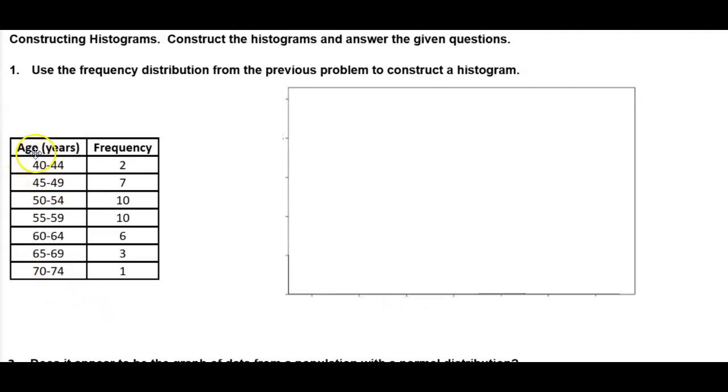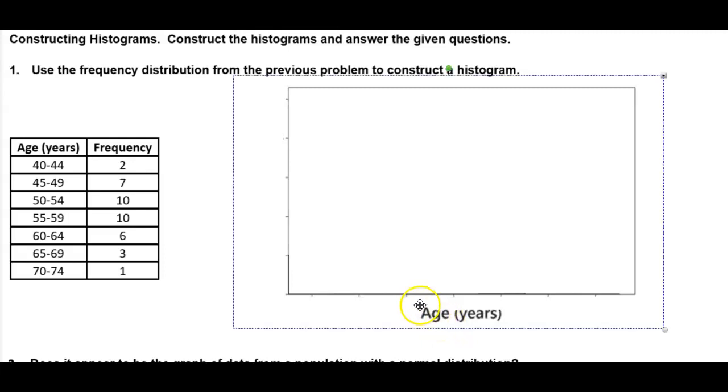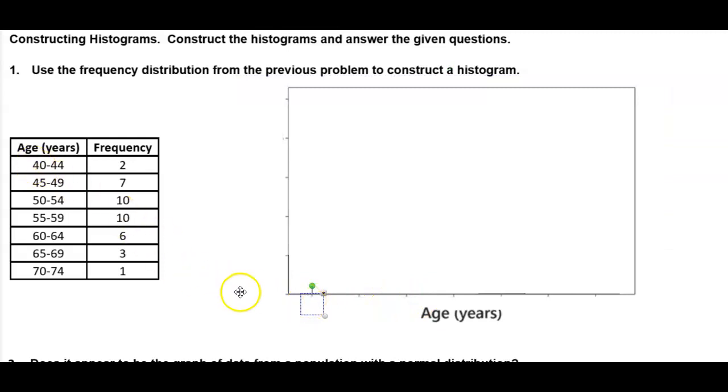Now if you take a look, we have our age in years, and there are our classes, and then we have our frequency. If you notice, the age in years start at 40 and end at 74. This is going to represent the horizontal axis, or the x-axis. So if you come down here, we're first going to title this as the age in years. And then we want to add the years.